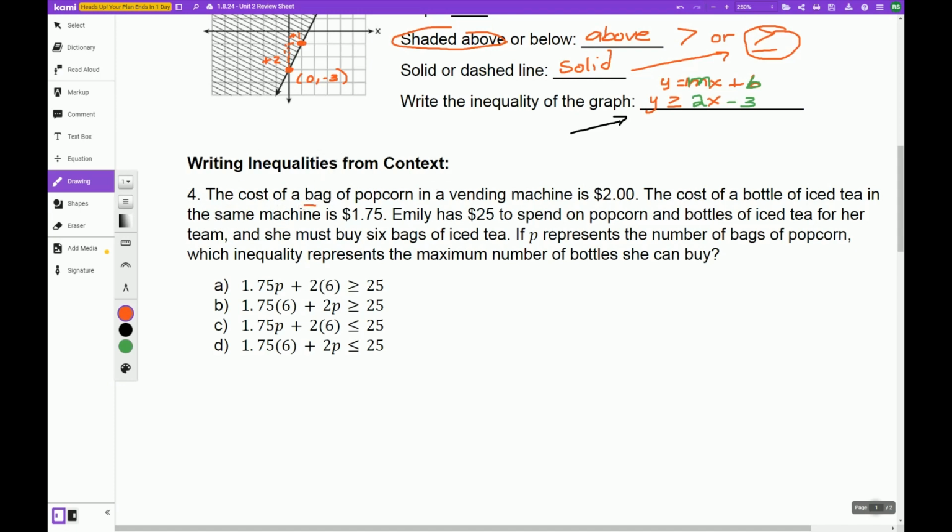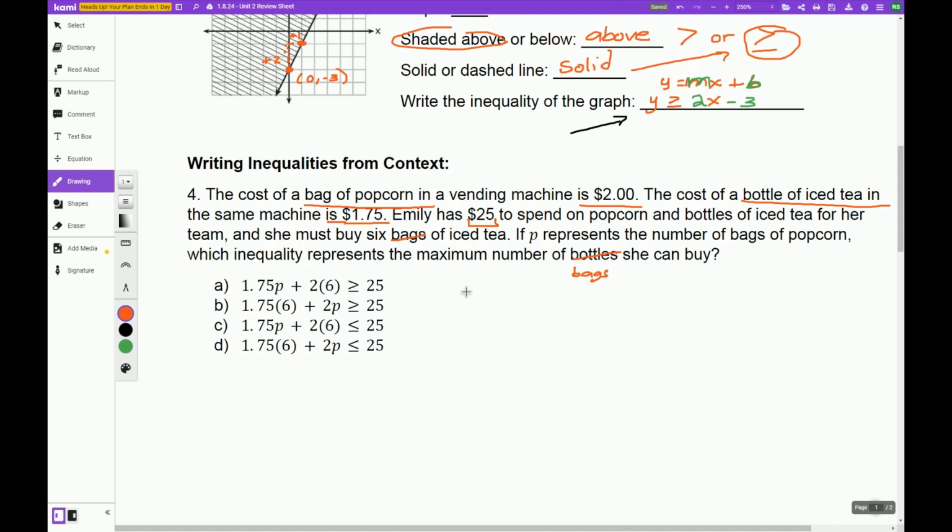The cost of a bag of popcorn is $2 in a vending machine. The cost of a bottle of iced tea in the same machine is $1.75. Emily has $25 to spend on popcorns and bottles of iced tea for her team, and she must buy 6 bottles of iced tea. If P represents the number of bags of popcorn, which inequality represents the maximum number of bottles she can buy? This should say bags. Your paper should have it correctly.